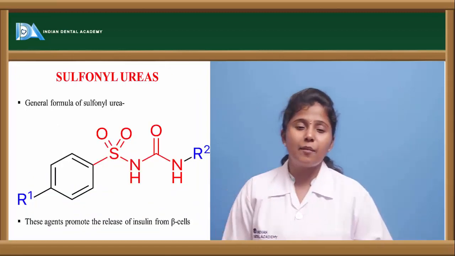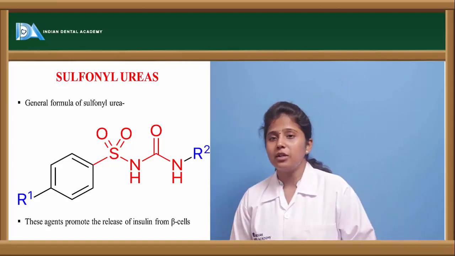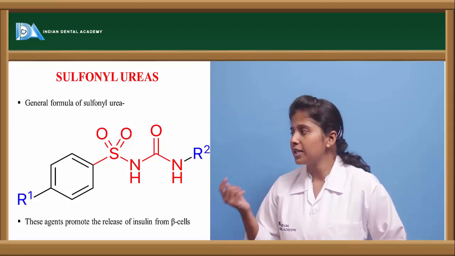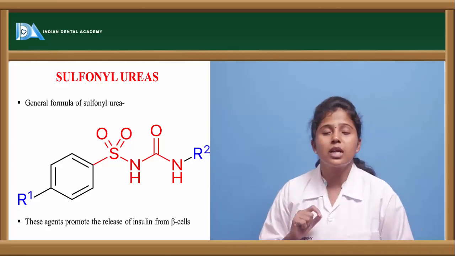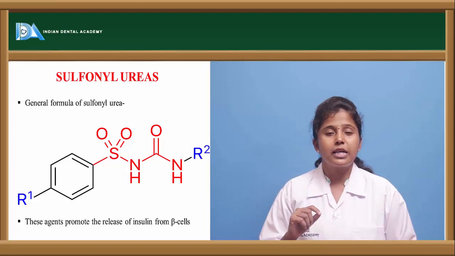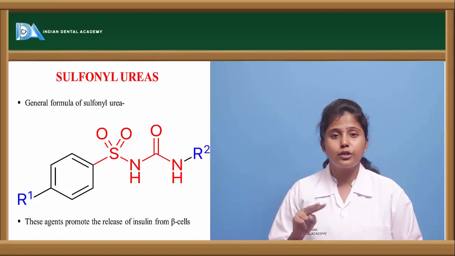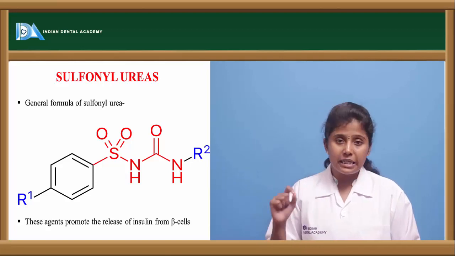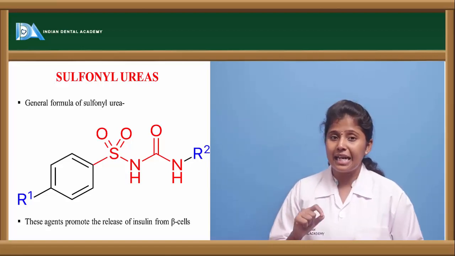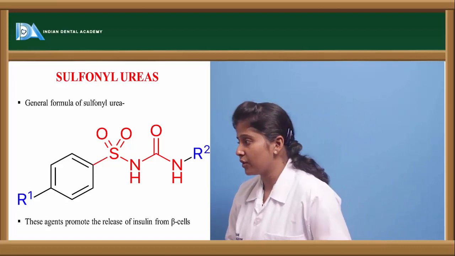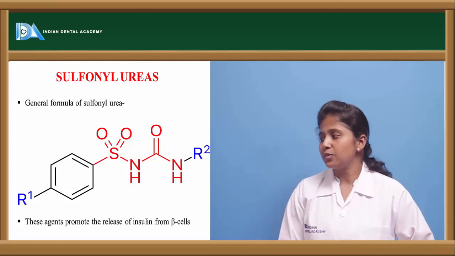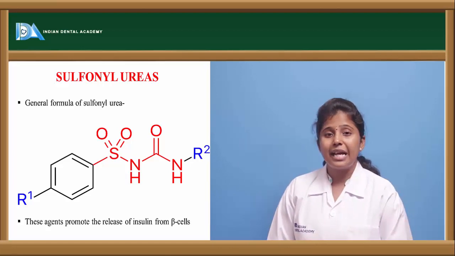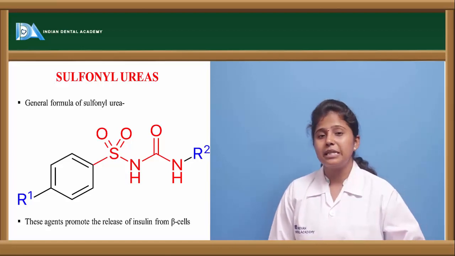Now let us see the pharmacology of these drugs. Sulfonylureas: in the generalized structure of sulfonylureas, they contain sulfur with two oxygen atoms combined to the sulfur atom with double bonds. This is the characteristic group which aids the anti-diabetic activity of sulfonylureas, and these are the agents which promote the release of insulin from the beta cells.